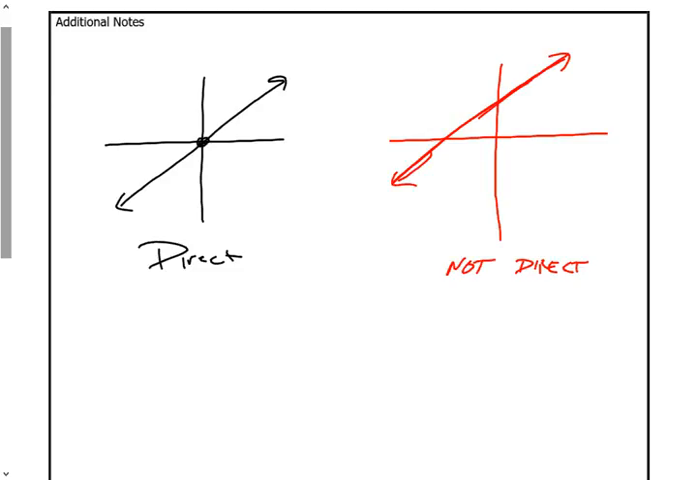We won't do it too much with inverse. Where we'll do it with inverse is I'm going to give you a table of values, and you have to determine, are both the values going up? Well, then it's direct. Are both the values going down? That's direct. Is one going up and one going down? That's inverse.